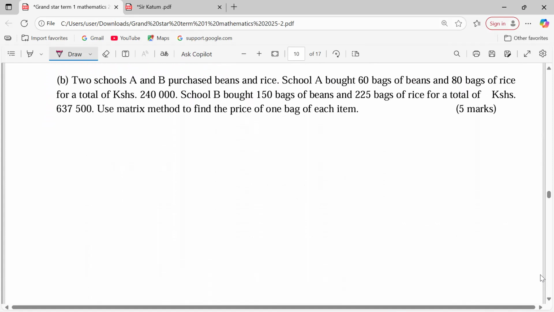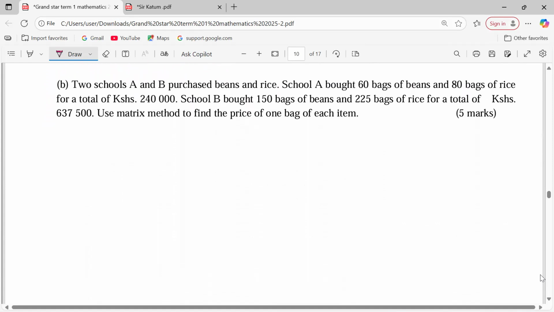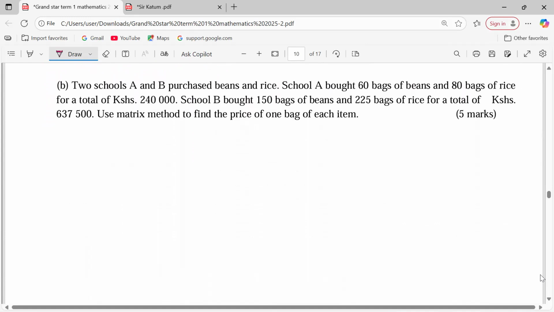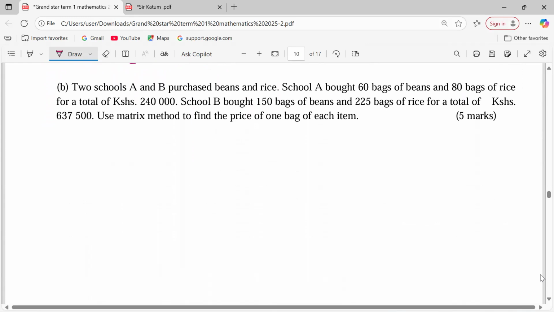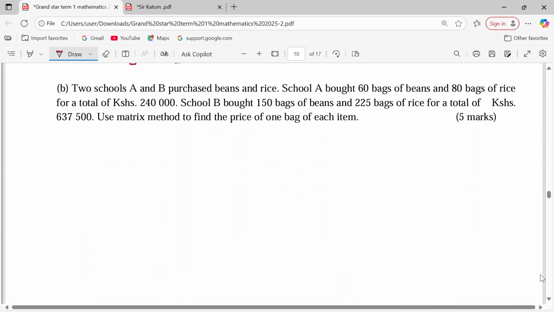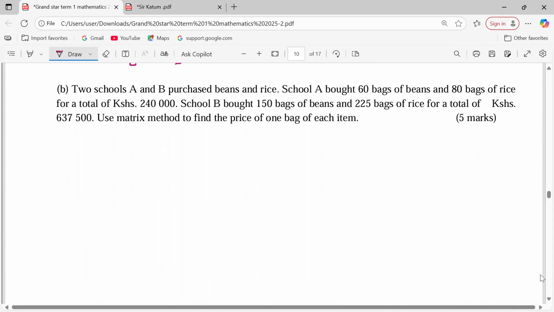Look at part B of this wonderful question. Two schools, A and B, purchased beans and rice. School A bought 60 bags of beans and 80 bags of rice for a total of 240,000 Kenya shillings. School B bought 150 bags of beans and 225 bags of rice for a total of 637,500 Kenya shillings. Use matrix method to find the price of 1 bag of each item.